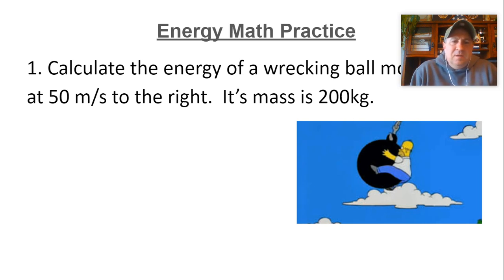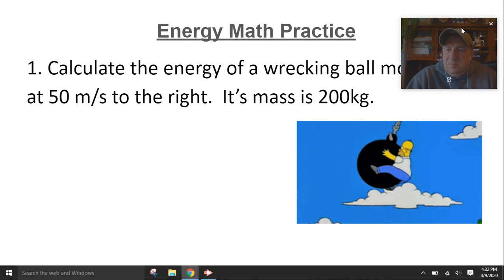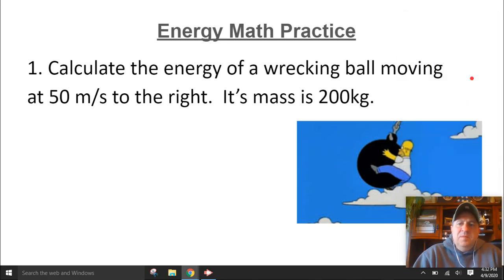In the first problem, I want you to calculate the energy of a wrecking ball. A wrecking ball that's moving. There's a key word, it's moving. So right away, that should tell you I have to use the kinetic energy equation. The wrecking ball is moving at 50 meters per second to the right. Okay, so you have one variable here. You need to figure out what that is. Is it mass, velocity, or energy? And then this one here. Is that mass, velocity, or energy? And you're going to use the kinetic energy formula. So that's the first one. Now's a good time for you to pause the video and work it out, and then we'll go on to the next one.